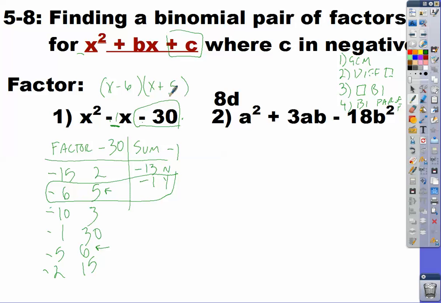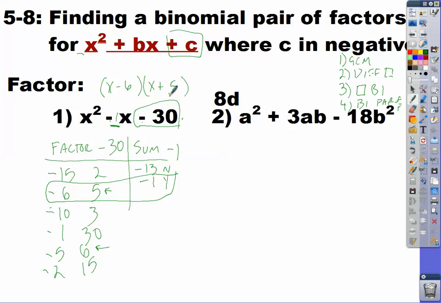Yes? So that checklist, none of it works when you go on to that bucket. Yeah, so that's the first. So greatest common monomial is what you look for first. Difference of squares is what you look for second. Square binomial third. And then looking for a binomial pair of factors. And we'll be adding to this list just a little bit more. And then you have to keep going through that.